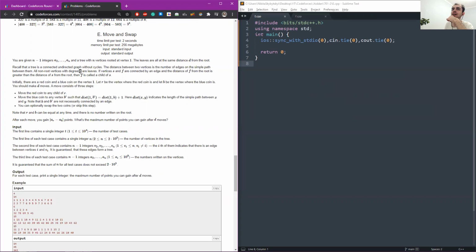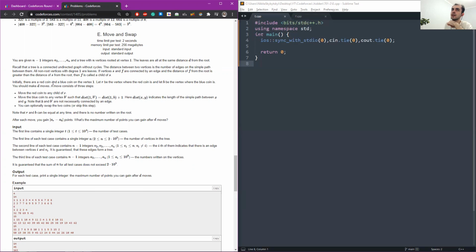We get n minus 1 integers, a2 through an, and a tree with n vertices rooted at vertex 1. The leaves are all the same distance d from the root. Recall that a tree is a connected undirected graph without cycles. The distance between two vertices is the number of edges in the simple path between them. So the root is not a leaf, okay.